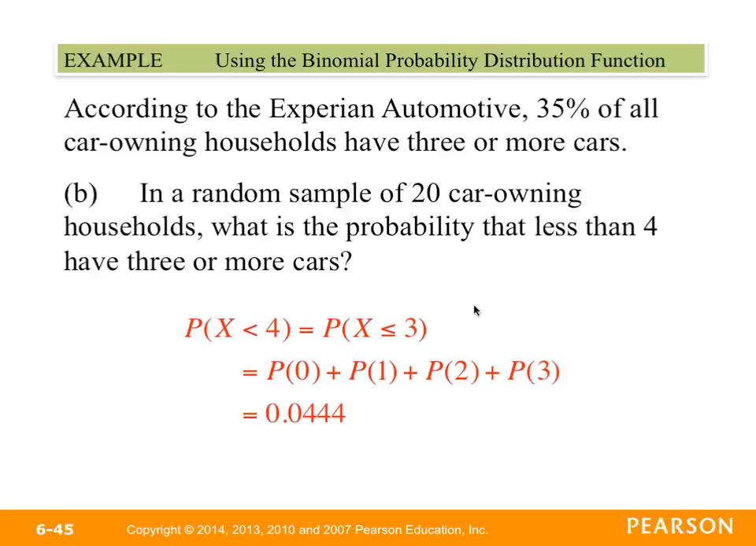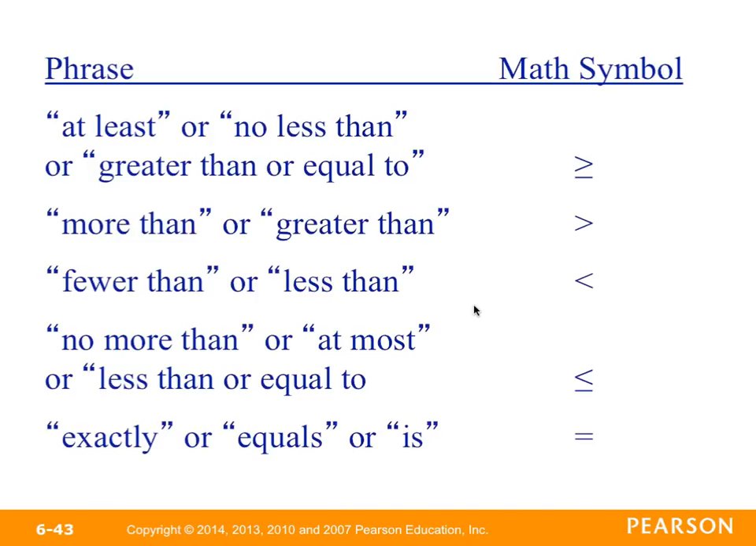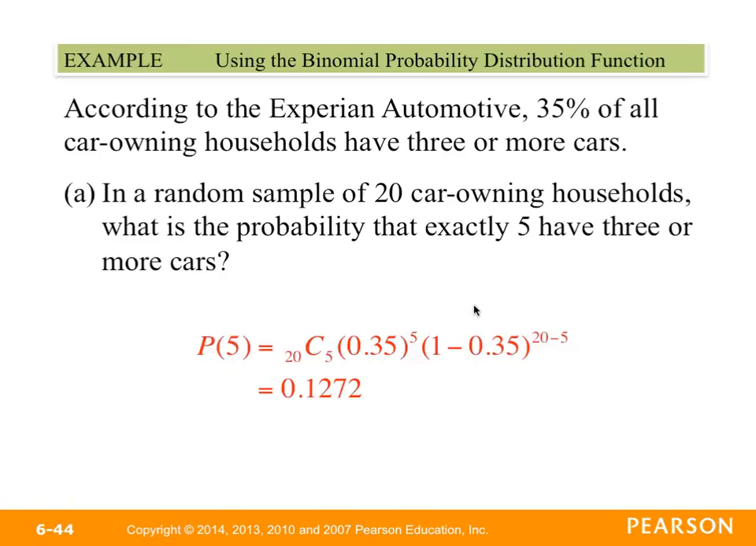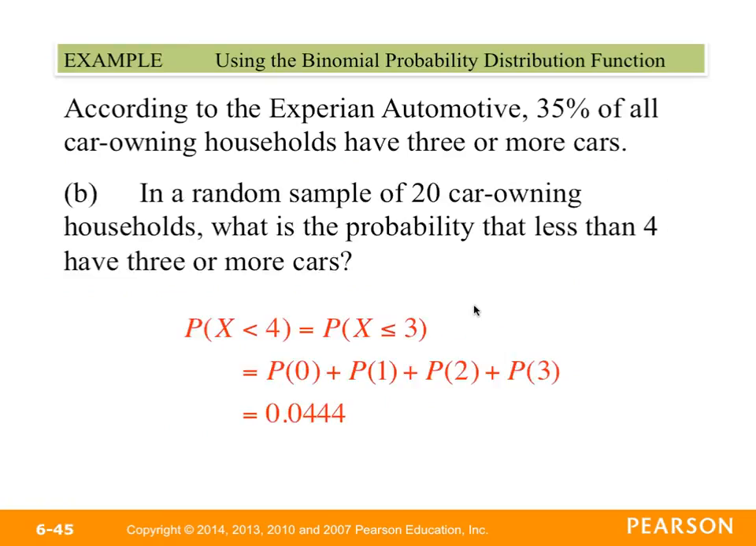So you always have to think back to this page right here, and figure out what math symbol we're going to use. Now, less than, that's an easy one. So what we have right here is we want the probability that x is less than 4. Now, we don't want x to equal 4. We want x to be less than 4. So anytime you're doing these types of problems, you always want to rewrite your inequality so that you have less than or equal to.